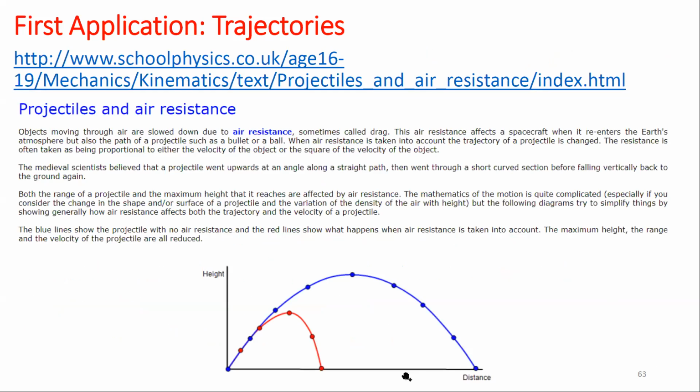So I did a little searching online, and on this website, which I encourage you to go to, it talks about projectiles and air resistance. And here, the nice blue curve is what happens when there's no air resistance, and the red curve is what happens when you do take into account air resistance.